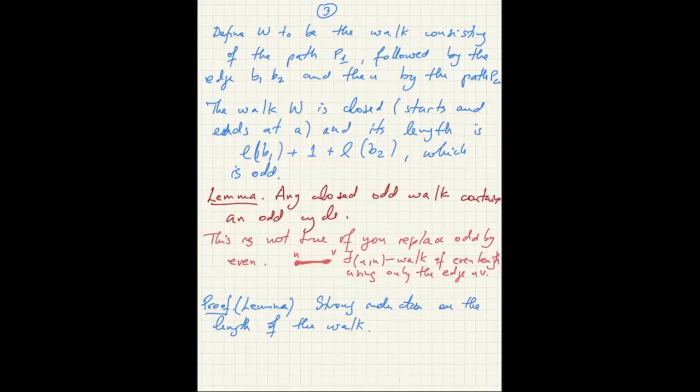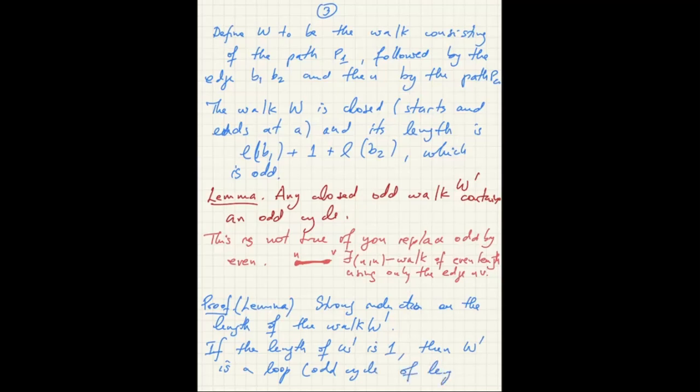So let's just say the length of the walk is the number of edges. So I need to give this walk, let me close the walk, W prime. Okay, so if the length of W prime is 1, then W prime is a loop, which is an odd cycle of length 1. So then W is an odd cycle, so we're done.